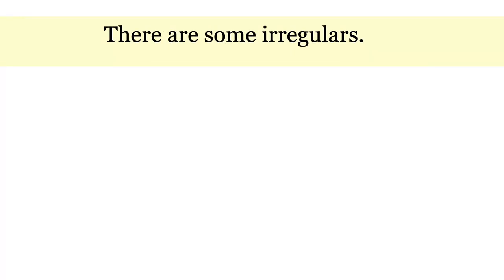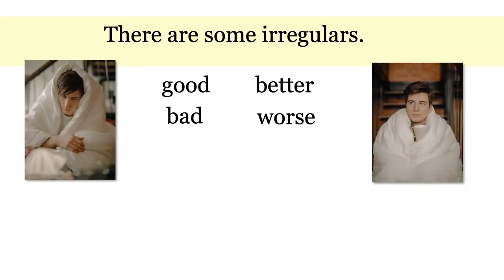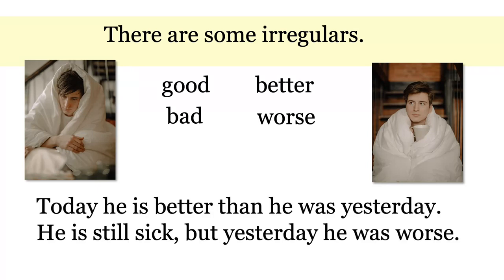There are some irregulars. Good changes to better, and bad changes to worse. And I know these don't look like the original adjectives at all. You just have to remember them. Here's an example. Here's Jay. He was sick yesterday. Today he is better than he was yesterday. He is still sick, but yesterday he was worse.